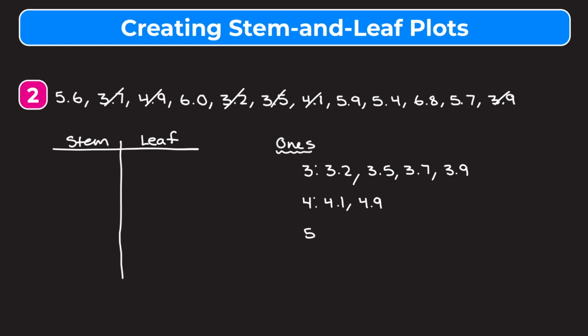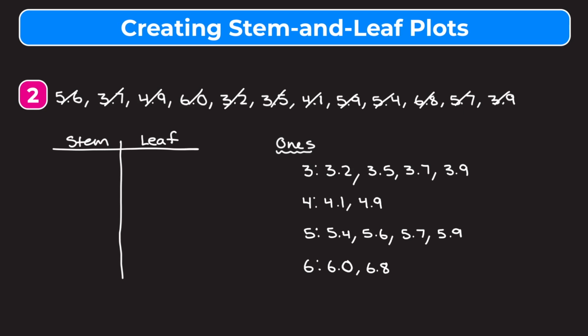We'll write down the 5s. So we start with 5.4. We have 5.6. We have 5.7. And we have 5.9. And now finally the 6s. So we have 6.0. And we have 6.8. And we've crossed out our numbers so we know that we're finished.